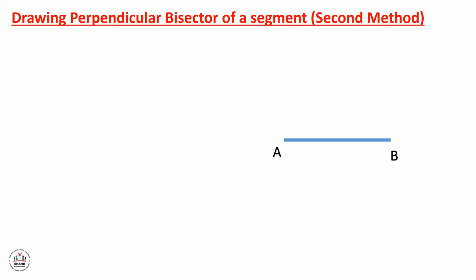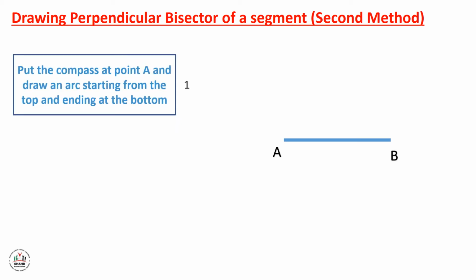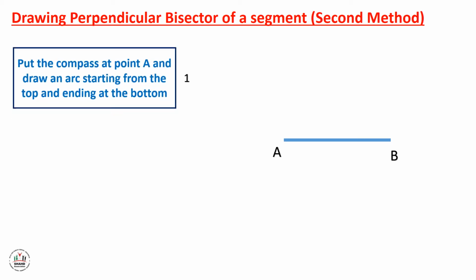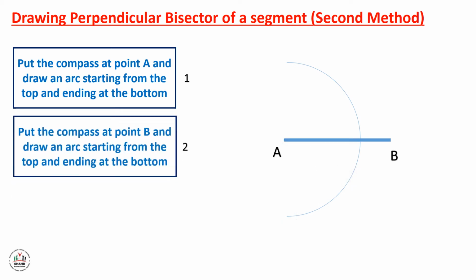Now we will learn how we can draw a perpendicular bisector of a segment by using a compass, which will be the second method. First step, we need to put the compass at point A and draw an arc starting from the top and ending at the bottom. You should keep the compass at the same open distance and put it again at point B and draw an arc starting from the top again and ending at the bottom.